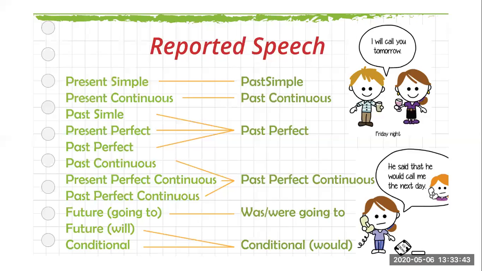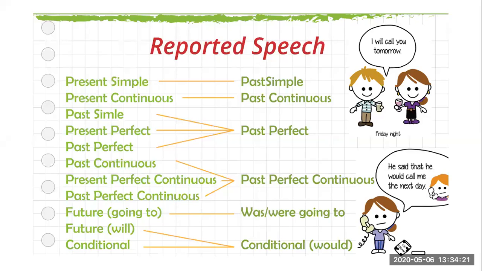Now let's see some tips here: how we change the tenses into the past tenses in case of reported speech. Just have a look at this picture. Present simple becomes past simple. Present continuous becomes past continuous. Past simple, present perfect, and past perfect, they all become past perfect. Similarly, go down. Past continuous and past perfect continuous all become past perfect continuous.